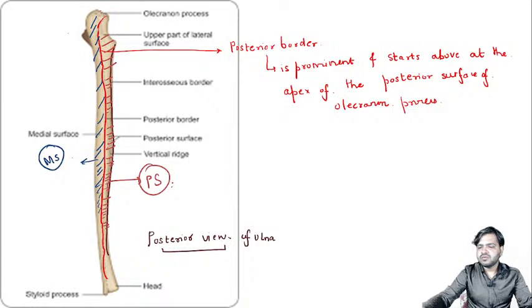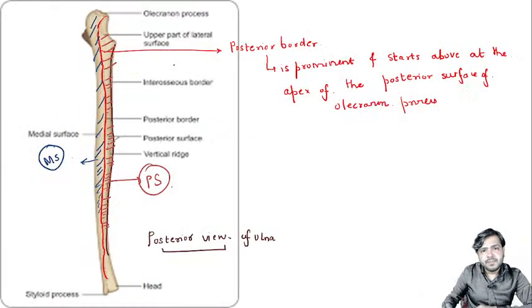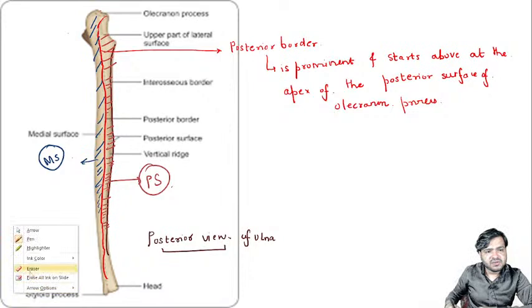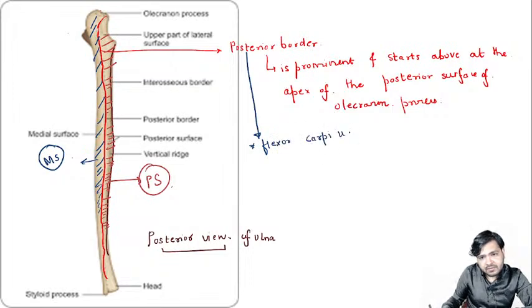Now guys, coming on to some very important structures, three muscles basically. Let's also read some muscle attachments, and mention that on the posterior border you will find three muscles. Remember the muscles are flexor carpi ulnaris. That is also called the ulnar head. The ulnar head of this particular muscle will arise from this particular border.